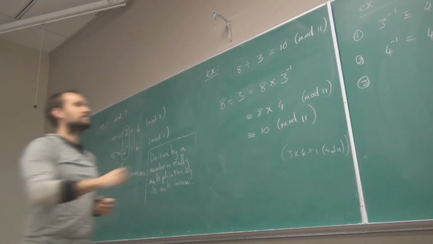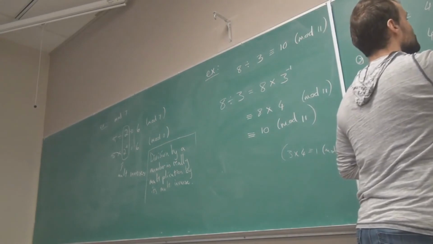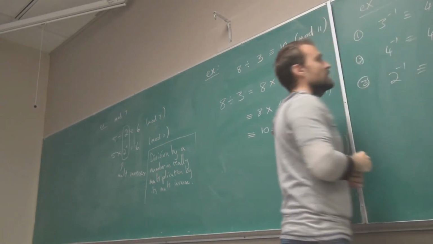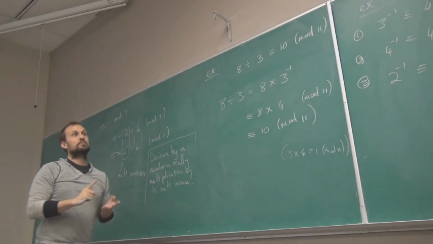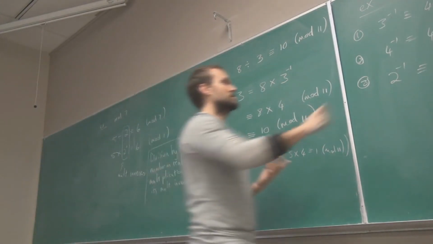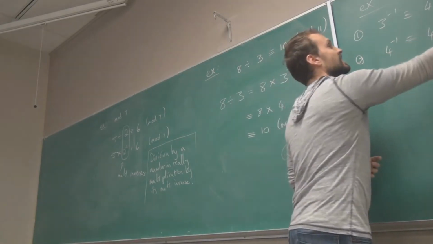2, mod 7. Multiplicative inverse of 2 mod 7. 2 times 1, 2 times 2, 2 times 3, 2 times 4. This 4 has got nothing to do with the previous 4 because the size of the circle is different.